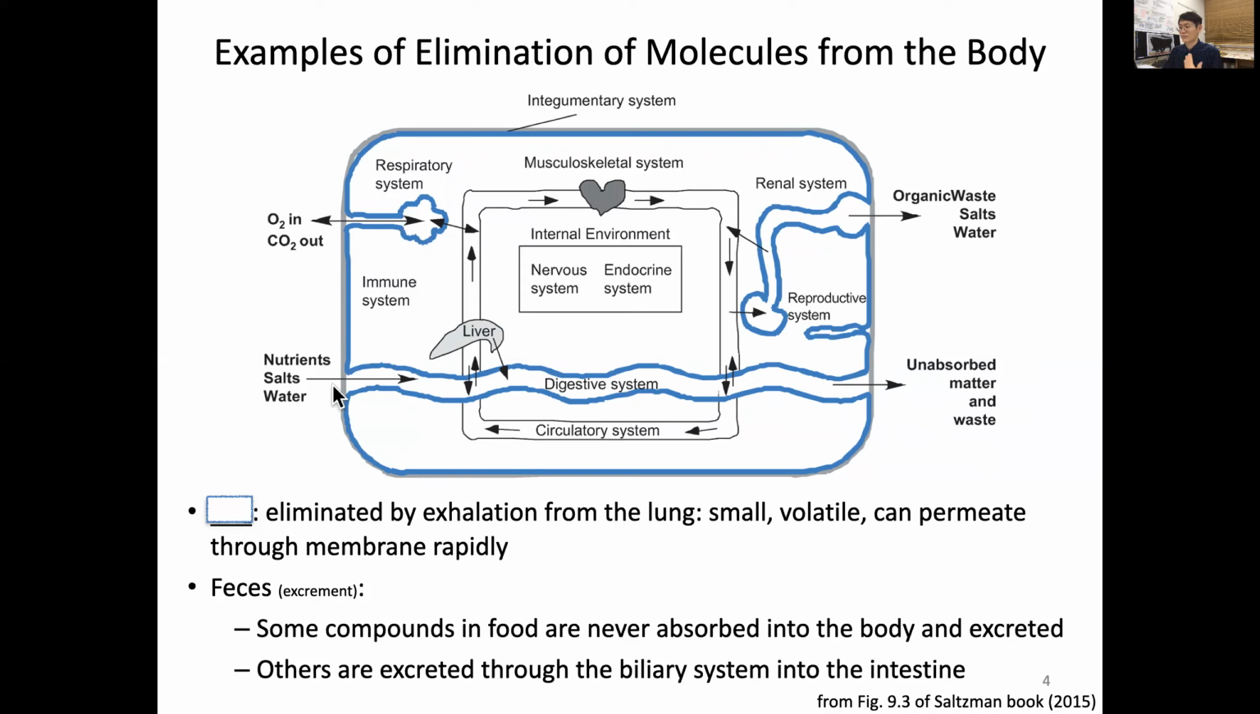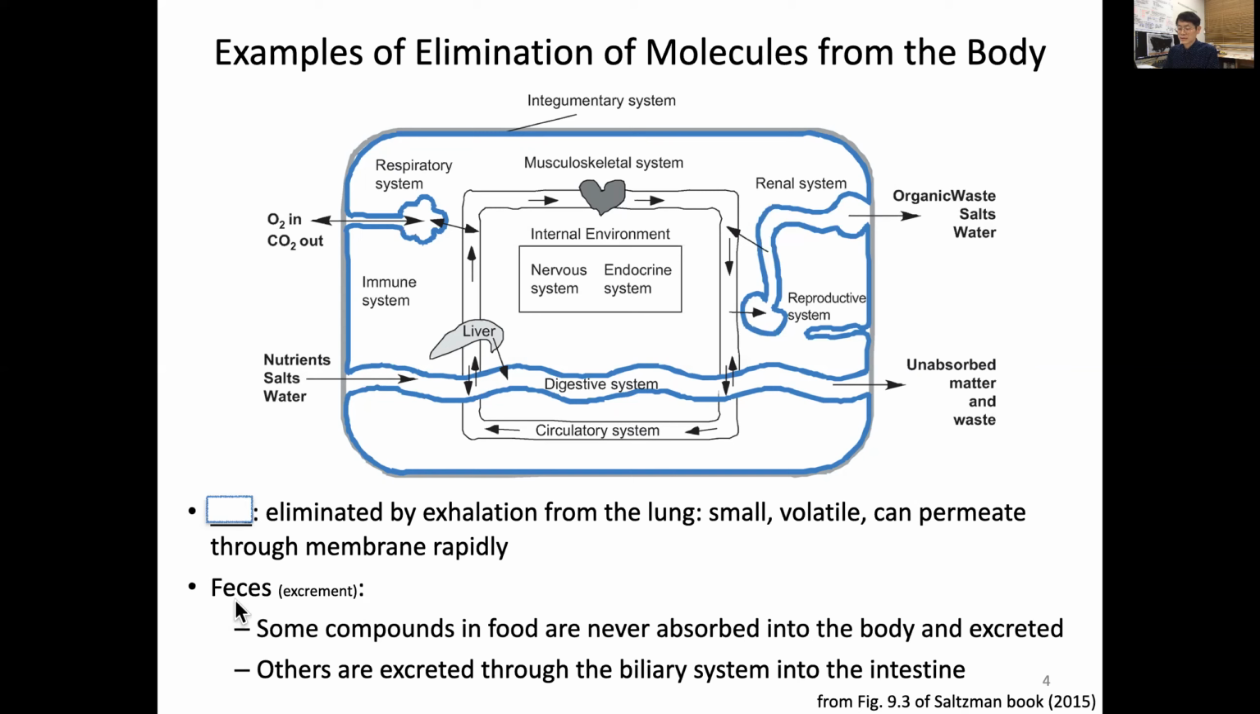And this is from mouth to anus, the so-called gastrointestinal or digestive system. We eat food to take in nutrients, salt and water by drinking, and then we excrete unabsorbed matter and waste as feces. And the other is through the circulatory system, some of which we are going to discuss today. Through the renal system, we excrete organic waste, salt and water via urine output.